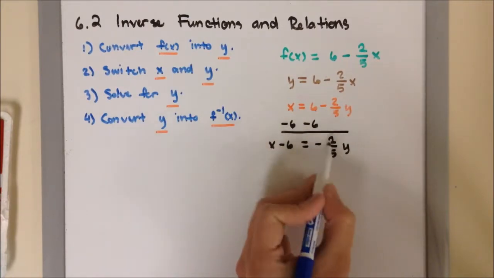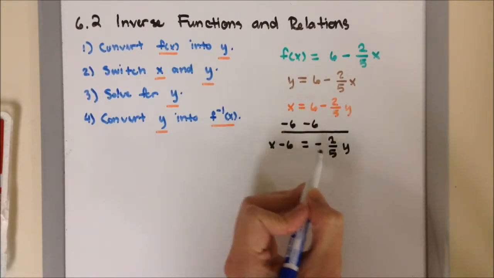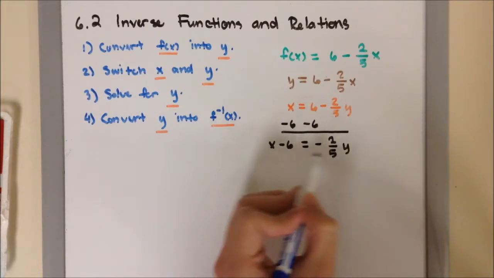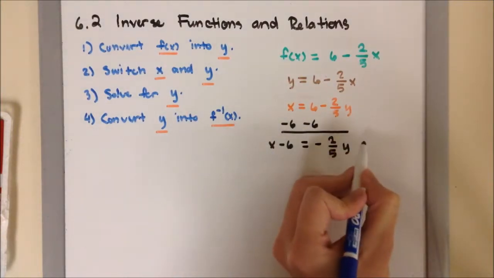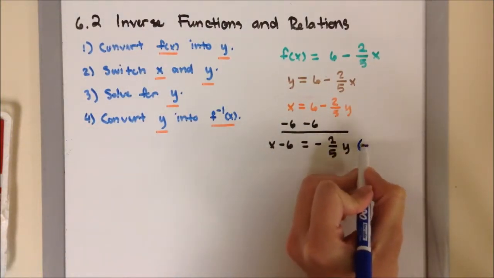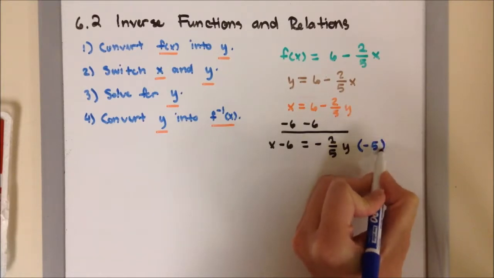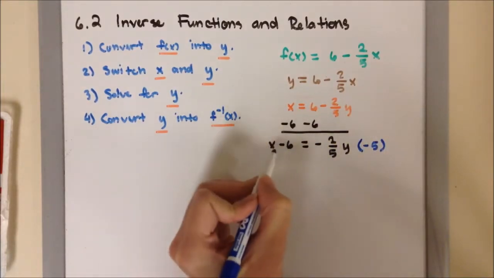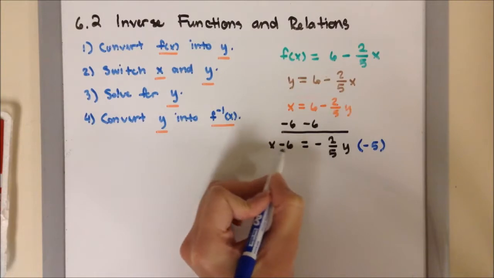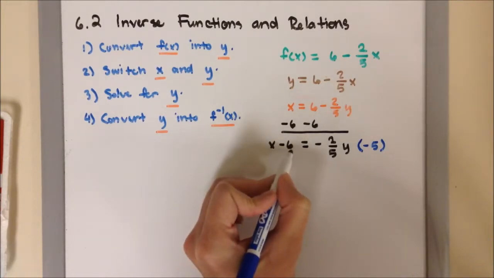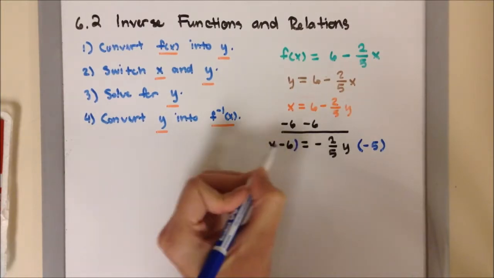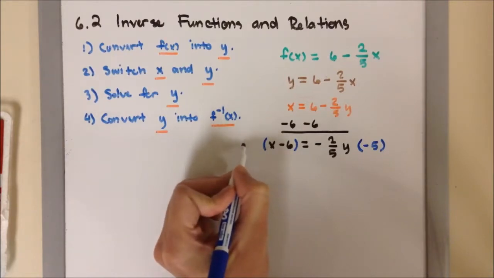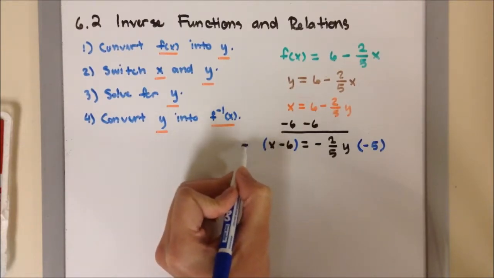In addition, since this fraction is negative, I'm going to multiply both sides by the negative denominator. So on my right, I'm going to multiply by negative 5. Now on the left, since I actually have two terms, my x and my minus 6, I'm going to put this in parentheses, and then I'm going to multiply the whole thing by negative 5.